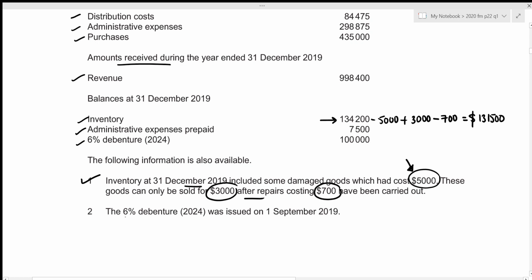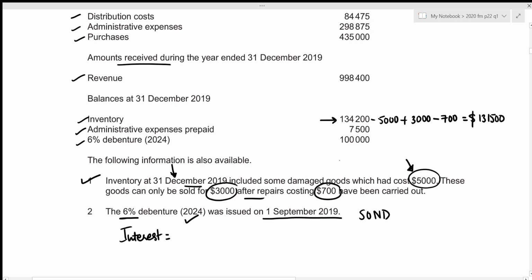Then for the second one, the 6% debenture, which is to be repaid in the year 2024, was issued on 1st September 2019. So this is given so that we can calculate our interest rates correctly. Alright, let's do that. We're talking about the year ended 31st December 2019, which means that for this particular year, we utilized this debenture for the month of September, October, November, and December. So we need to charge the interest for these 4 months. Let's figure it out.